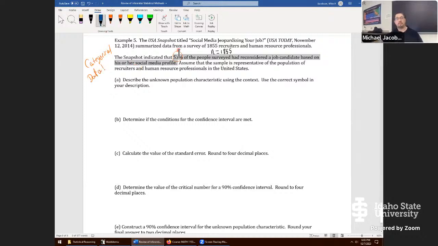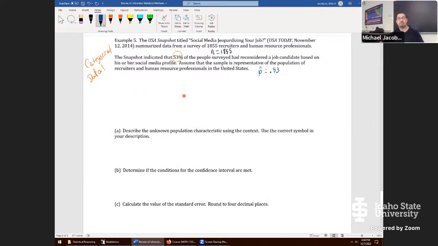Now that the 53% has been identified, it says 53% of people surveyed. They're talking about percentage relative to the sample of 1,855. And so that tells us the 53% there is actually p-hat. P-hat is 0.53. Well, that's the rundown of the problem so far. We know we have categorical data. Analyzing the problem, we're asking for a confidence interval. And so now let's go and grab those formulas one more time from up at the top and run through the problem. First, any questions at the moment?